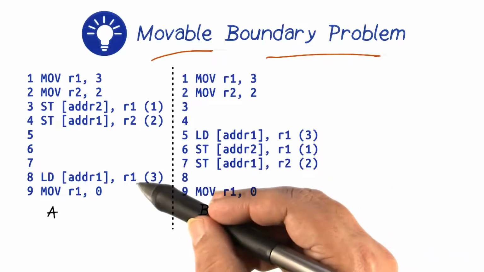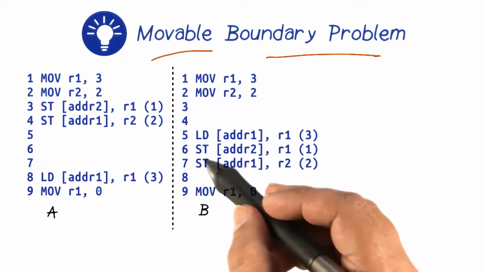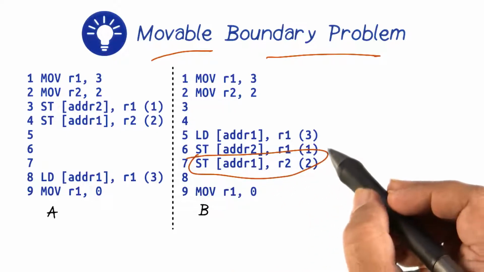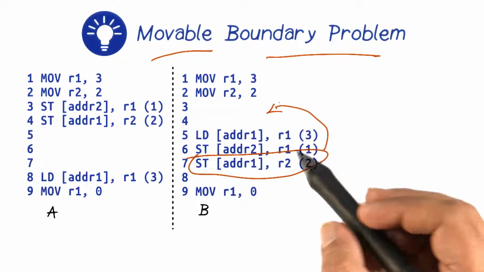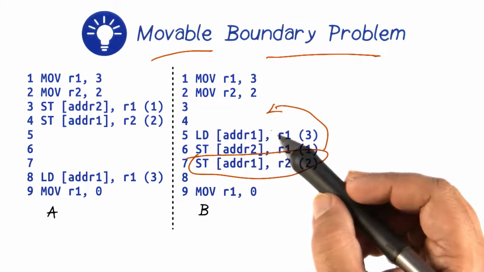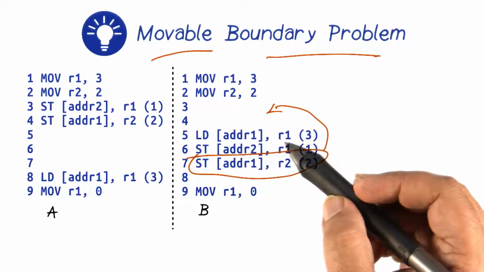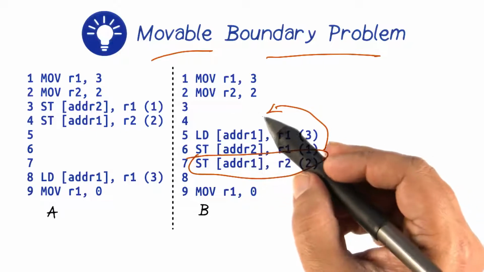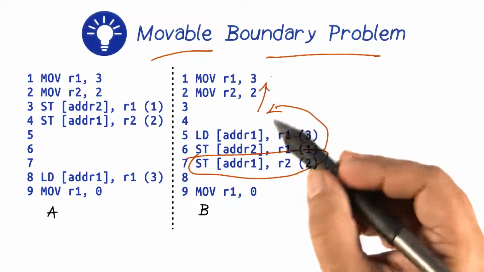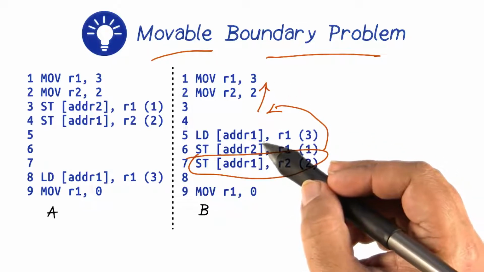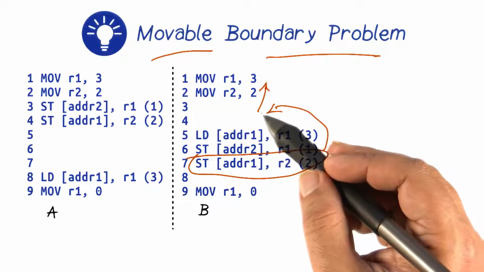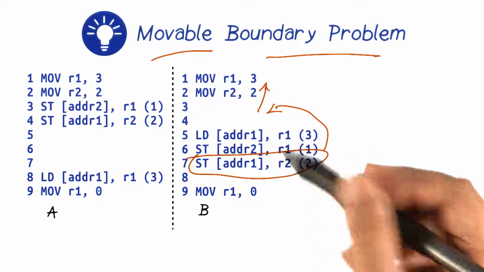So the motion of this particular load up really depends on the store, which I have circled here, and this store has to be above this particular load, because otherwise this load will get a wrong value from address 1 and it will be an illegal program. Now we can of course push this store as far up as possible, and that will create a motion for this load going up, and that is what we do when we try to solve this problem.